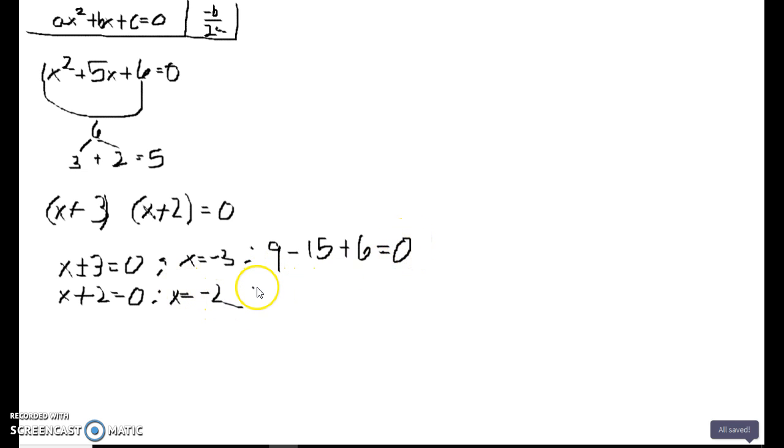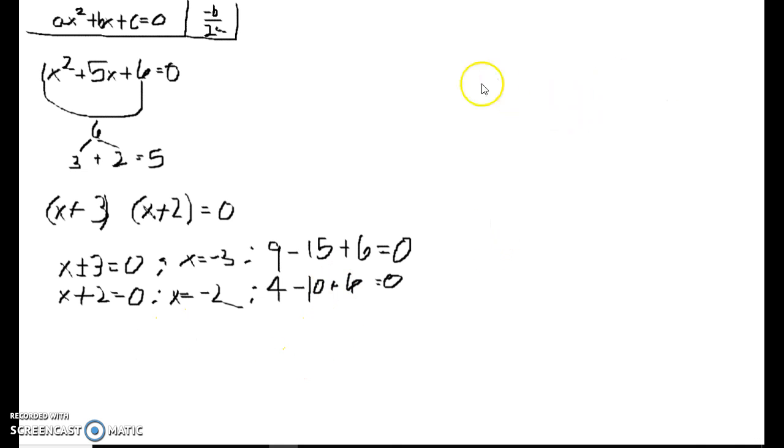Now, if I plug in negative 2 in there, well, negative 2 squared is 4. 5 times negative 2, that's negative 10, so minus 10. Then plus 6. Now, 4 minus 10, that's negative 6, plus 6, that's 0. So we know our answer is correct.